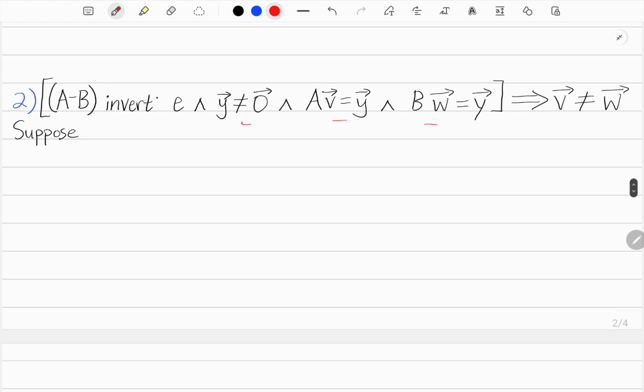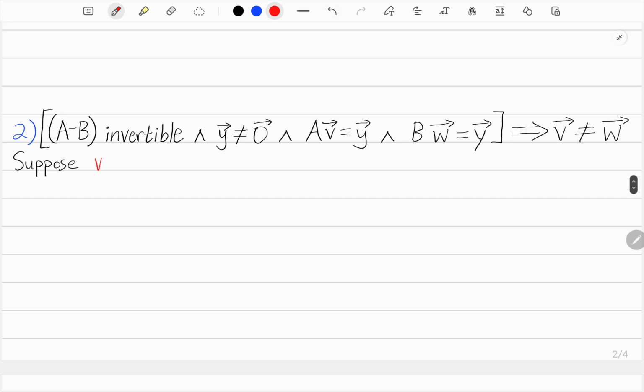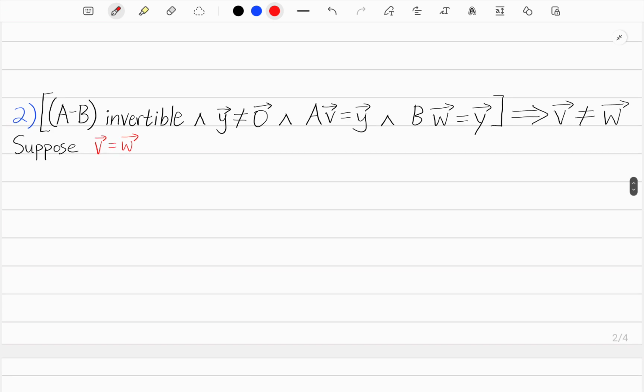Okay, so suppose we add a fifth one, and the fifth one is going to be that V is equal to W. Okay, so suppose this is true. So we add this hypothesis, and you're going to see that it's going to conflict with one of the premises in our assumption, or the antecedent. So suppose V is equal to W.